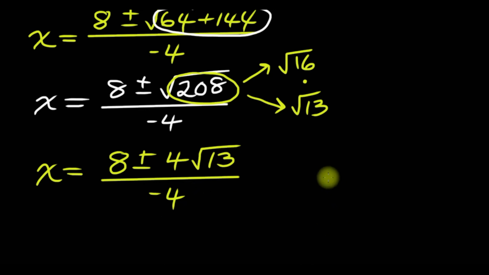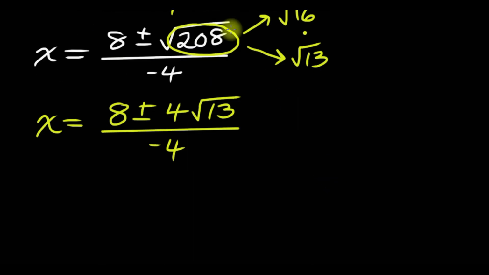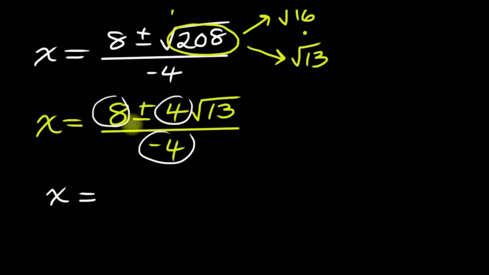Okay, so now we're going to reduce. We can break these down. See how 8, 4, and negative 4? There is a common factor for all of those numbers. There's a number that can go into 8, 4, and 4. So your greatest common factor for those three numbers is going to be 4. So you're going to divide everything by 4.